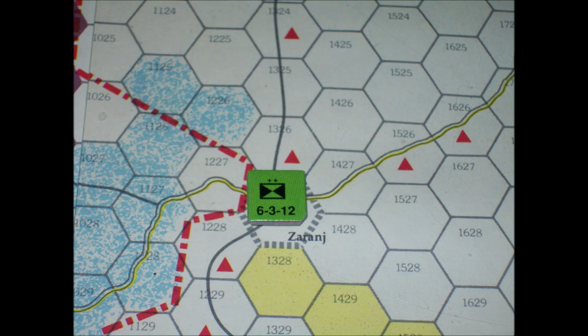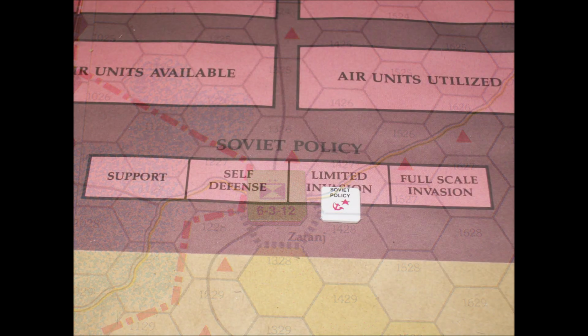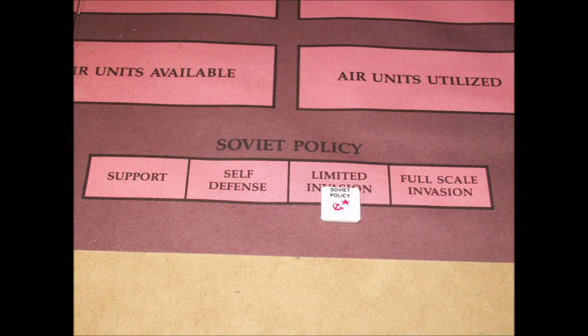Then I decided to select the Soviet policy, and again I'm going to just keep this at limited intervention, so the Soviets will receive a spring reinforcement, and they end up getting a KGB brigade. The Soviet cadre is also reorganized so that it can gain its subversive abilities.